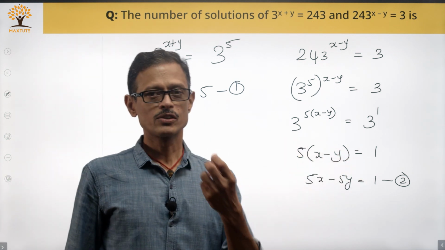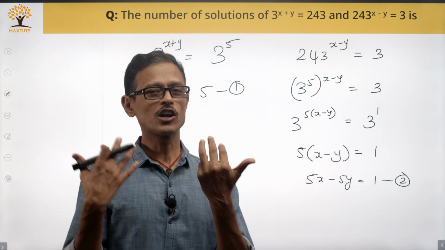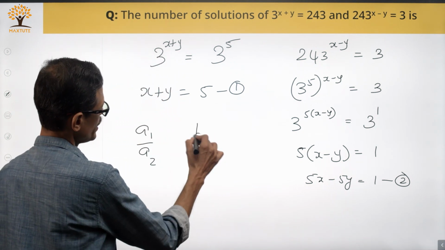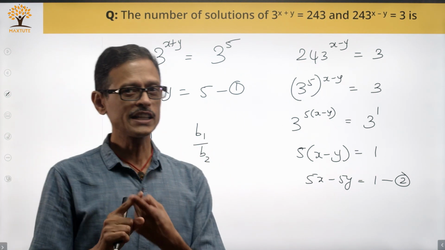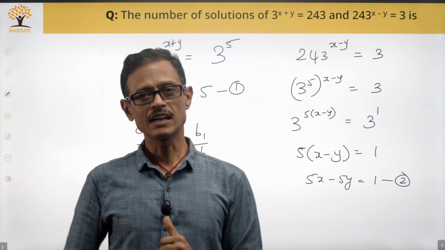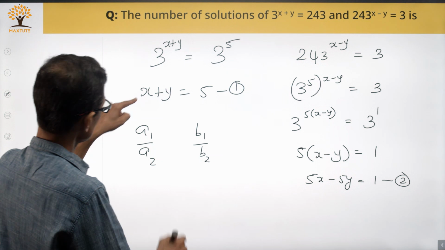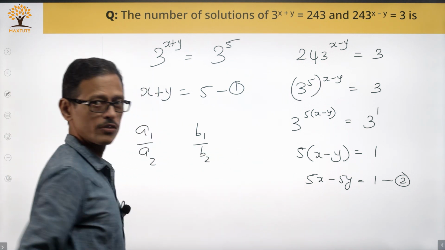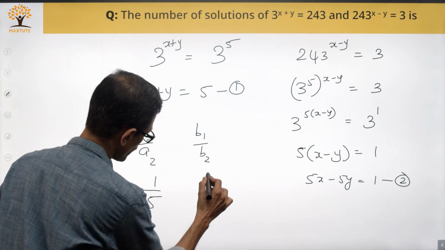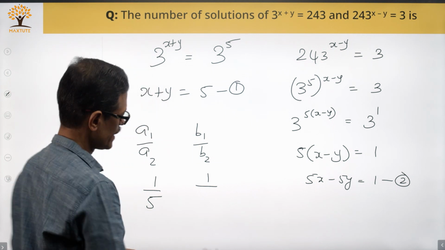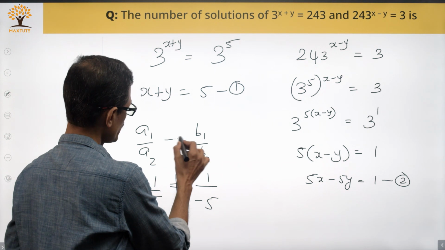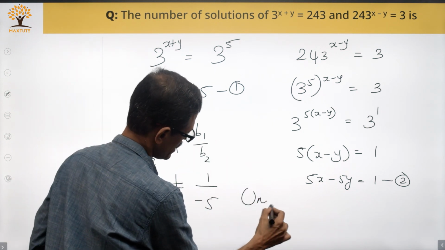We'll have to solve these two equations to find how many solutions x and y have, or use the condition, right? We'll check out how a1 by a2 and b1 by b2 compare. If they are not equal, we'll have a unique solution. If they're equal, then let's compare with c1 by c2 and then determine whether we have no solution or infinite solutions. a1 by a2 is the coefficient of x in the first equation divided by the coefficient of x in the second equation, which is 1 upon 5. b1 by b2, the coefficient of y in the first equation and the coefficient of y in the second equation. 1 by 5 is not equal to 1 by minus 5. Because a1 by a2 is not equal to b1 by b2, they will have a unique solution.